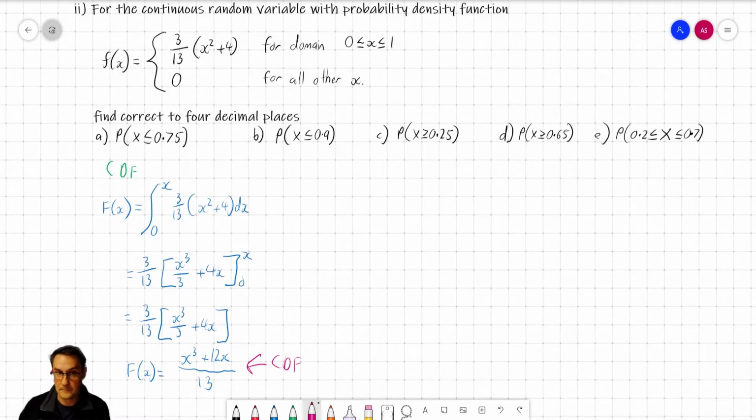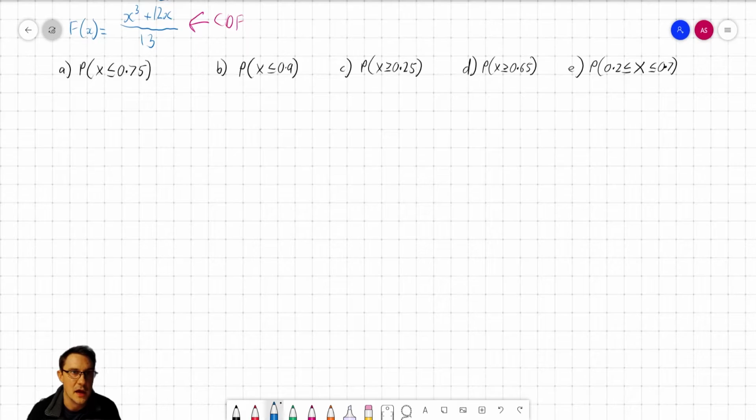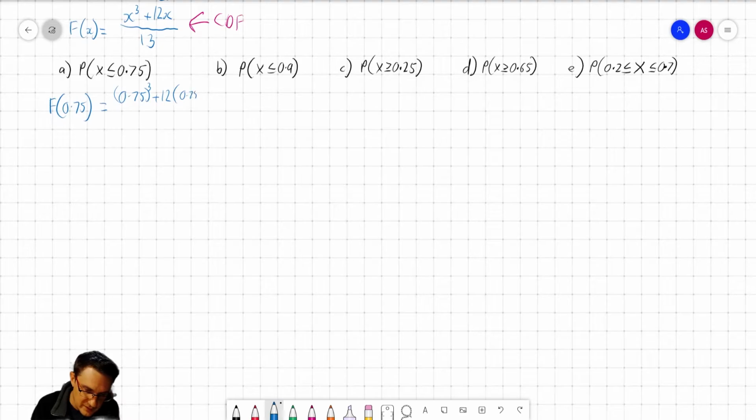Now for the first one, we've got 0.75 as the point we're going to be using. So all we're going to be doing in this first instance is substituting that in. What we're effectively finding is F of 0.75, and this is going to be equal to 0.75 cubed plus 12 times 0.75.